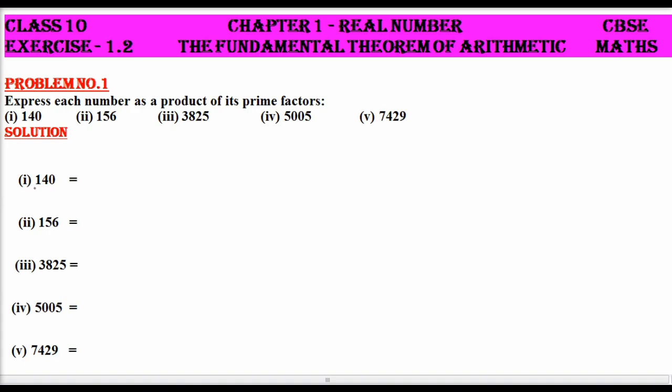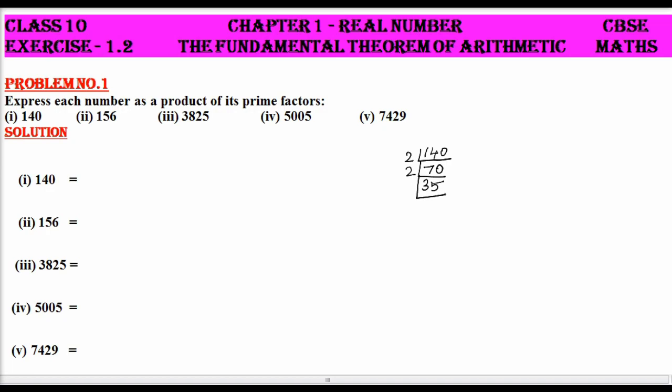Now let's start with 140. I have given the divisibility test link in the description box so that this prime factorization will be easy for you. Now 140 is divisible by 2. So let me divide it first by 2 so that I get the quotient 70. Then again it's divisible by 2. So let me divide it by 2. I get the quotient 35.